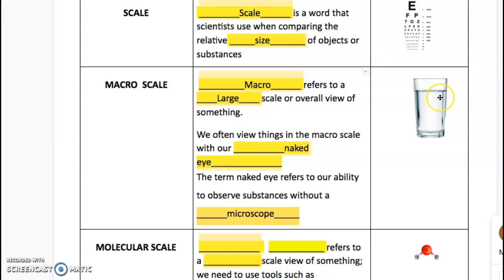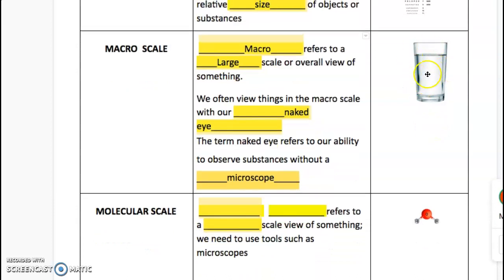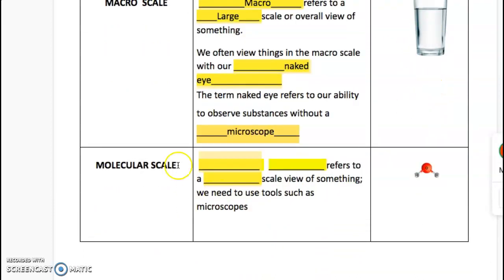So here's a glass of water. It is on the macro scale. It's large. We can see it with our naked eye. We don't need a microscope to see this water.